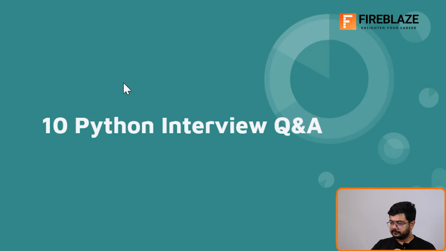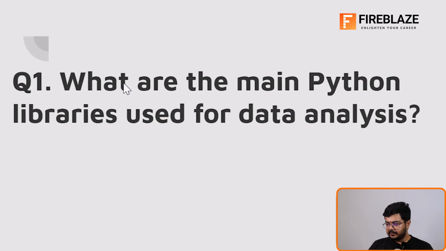On your screen, let's see the first question, which is: what are the main Python libraries used for data analysis? So there are four main libraries that are used for data analysis. First is NumPy, which is short for numerical Python. Another is Pandas, which is a wordplay on Python data analysis. Then there's Matplotlib, which is used for creating visualizations, and Seaborn, which is also used for creating advanced visualizations. NumPy is used for mathematical computing, and Pandas is used for data manipulation and data cleaning. Alright, so this is how you answer this question.